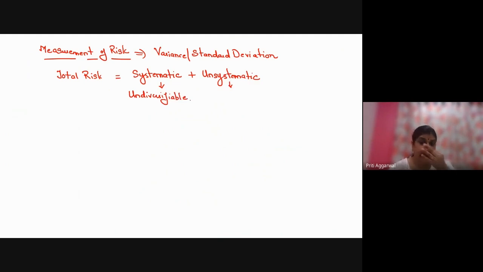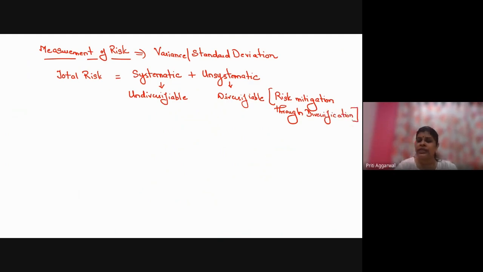Another component, that is the unsystematic risk, which is diversifiable. When I say that my risk is diversifiable, that means I can mitigate this risk. There can be risk mitigation through diversification. Right? That is what we have all studied earlier. Okay, so unsystematic risk, which is business specific, we call it business risk, right? So this is something which I can reduce, I can mitigate through diversification.